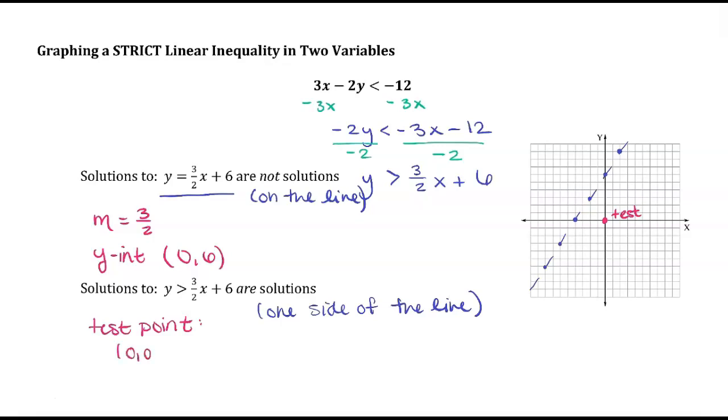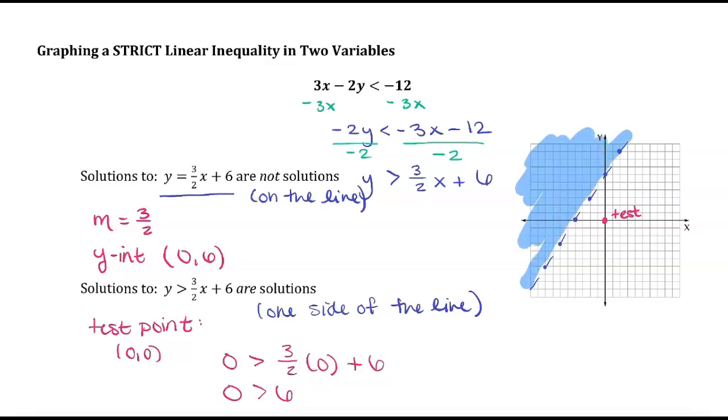Testing our point 0, 0, we substitute x equals 0 and y equals 0. That is, we want 0 is greater than 3 over 2 times 0 plus 6. Anything times 0 is 0, so this becomes 0 is greater than 6. Again, this is not true. So once again, I chose a test point that happens to not be in the solution set. But that's okay. If that side's not in the solution set, then the other side is, and we shade the other side. And now that is how we graph the solution set to this type of linear inequality. We use the dashed line and shade the side that is the solution set.